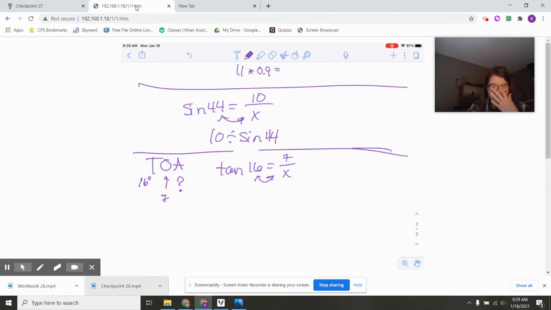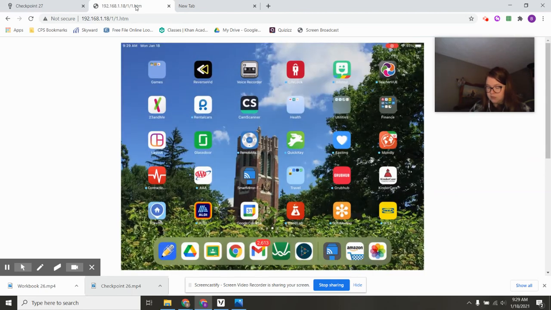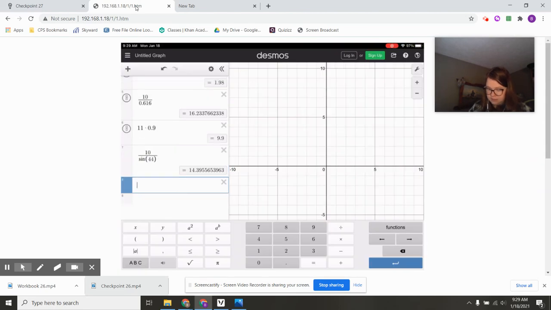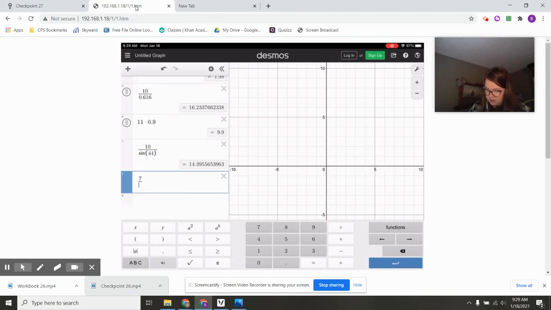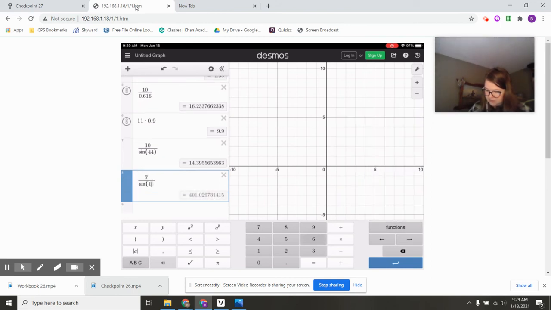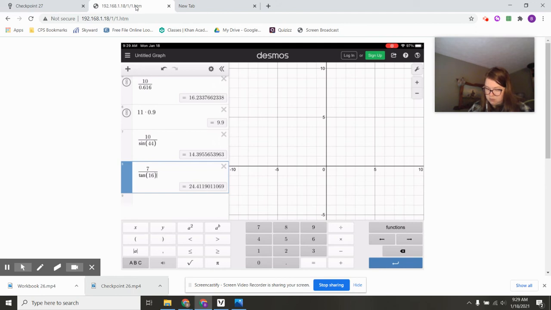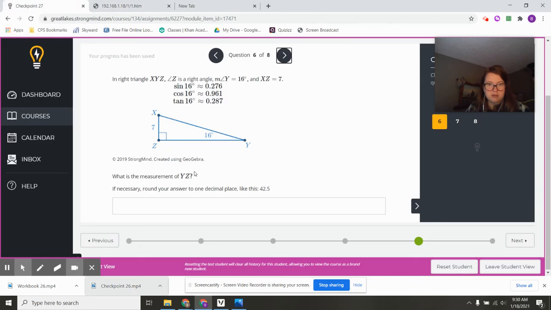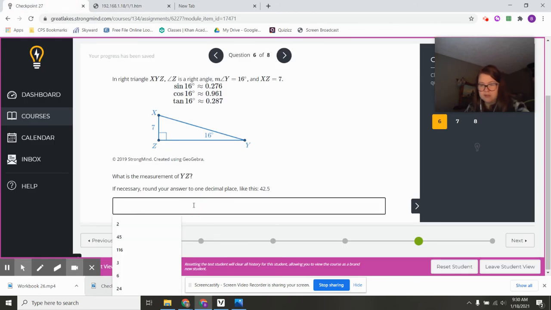That was the preloaded math idea. So x is equal to 7 divided by the tangent of 16. I'm also going to use my calculator for this. So it was 7 divided by the tangent, function tangent 16, and it's in the right mode. So it's going to be 24.41. Coming back here, it says 1 decimal place, so 24.4.